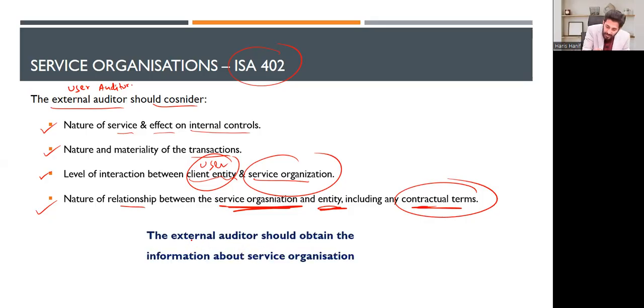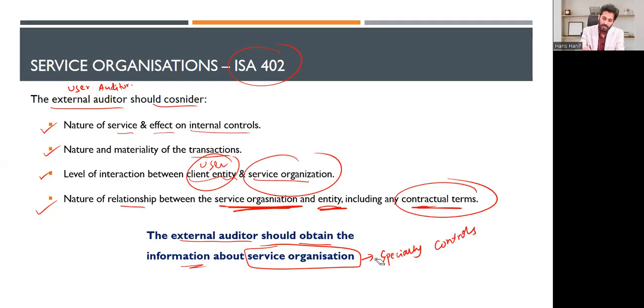Now, the external auditor should obtain information about the service organization. As I have told you, you are supposed to have some information about the service organization, especially controls at the service organization. The simple point is that you are coming to me, I am the client entity, I have outsourced my taxation work to the service organization, and you are in search of information, especially the controls at the service organization. That's a very simple point.